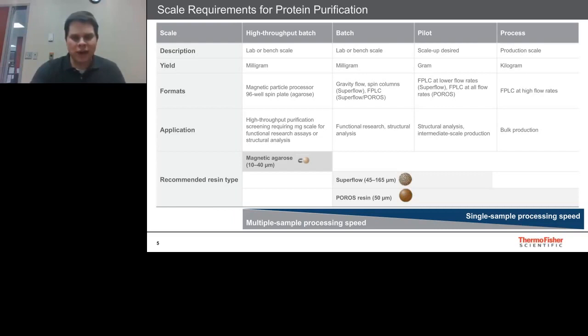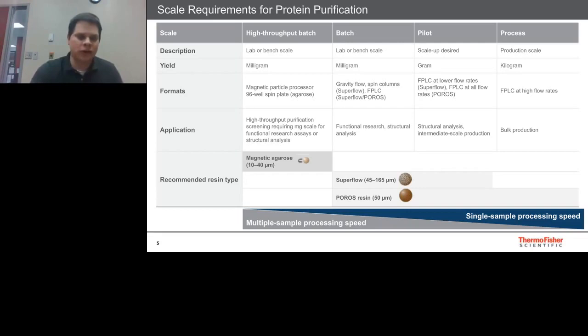For batch to pilot scale, we recommend our Superflow resins, which can be used either in a drip or spin column format and FPLC. This resin is very versatile and is useful for researchers requiring larger amounts of protein for structural studies, and is also useful for intermediate scale protein production at the pilot scale.